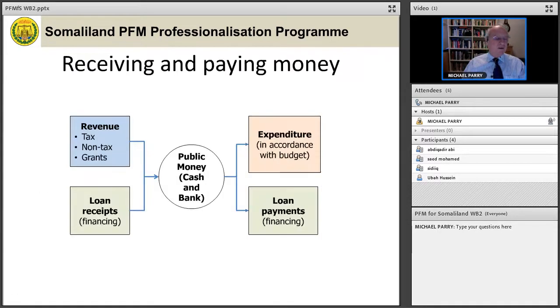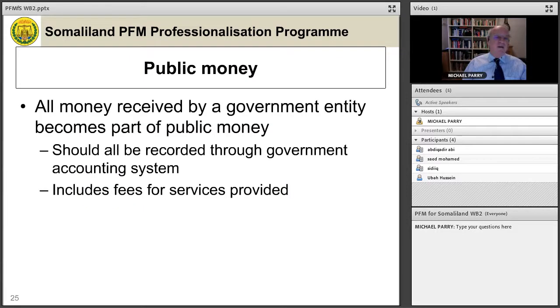Do notice in that diagram, in the circle in the middle, we have public money, cash and bank. All money received by a government entity becomes part of public money. Once that money comes into any government entity, it is public money. And it should all be recorded through the government accounting system. And that includes fees for services provided. This is often a problem and a contentious area.